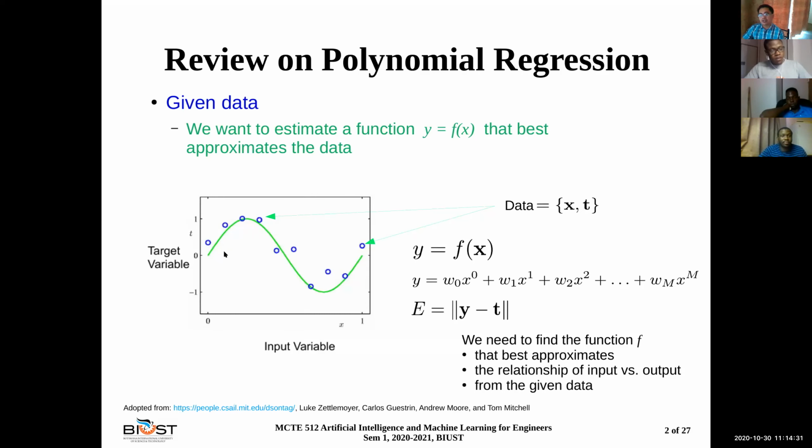Graphically, if the data, in this case the points, are given, it looks like a sinusoidal function. I mean, the actual function is a sinusoid. If you can have a polynomial function that is similar to a sinusoidal behavior, then that function is a very close estimate of the data that is given. That was polynomial regression.